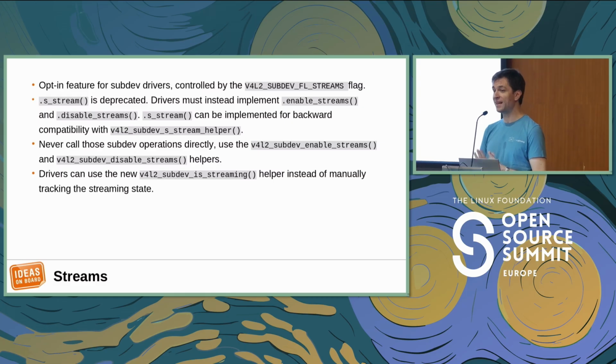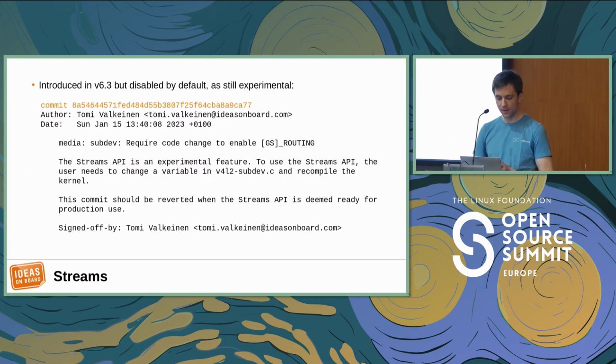And also, you must never call those subdev operations manually inside drivers in the kernel. So when different subdev drivers communicate with each other, instead of calling the operation directly, you have to go through helper functions, because now the V4L2 core will keep track of information, and it has to update that information when those operations are called. That was introduced just one kernel release later, 6.3. It is disabled by default because we consider it to be experimental. So there was a patch that was merged at that time. So if you want to use streams, you actually have to patch your kernel and modify one variable from false to true, or the other way around.